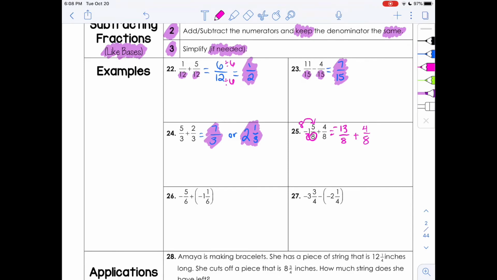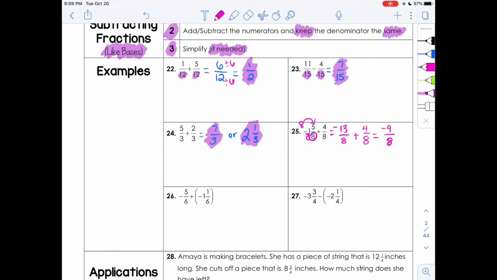Now, our denominators are the same, so we can add across the top. Negative 13 plus 4. So we're adding with a negative. So we want to remember our rules for adding with a negative. So we're going to subtract and keep the sign of the bigger number. So negative 13 plus 4 equals negative 9. And then again, our denominator stays the same.